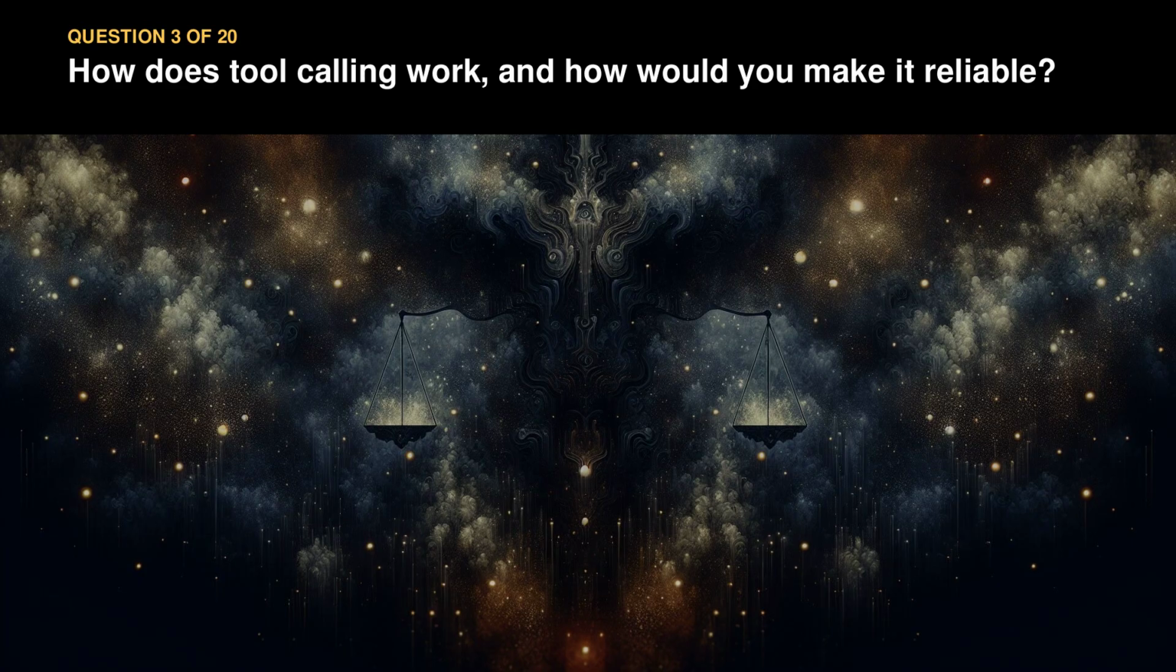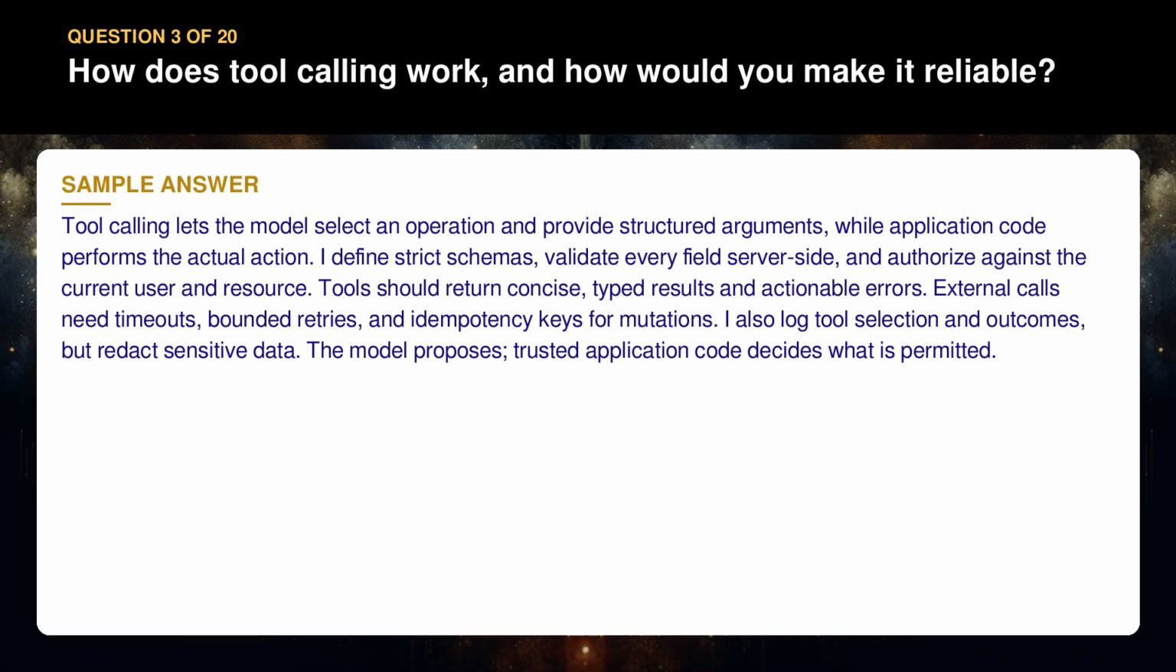Question 3. How does tool calling work, and how would you make it reliable? Tool calling lets the model select an operation and provide structured arguments, while application code performs the actual action. I define strict schemas, validate every field server-side, and authorize against the current user and resource. Tools should return concise, typed results and actionable errors.